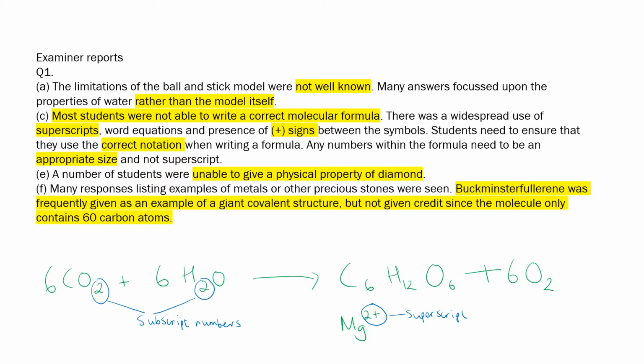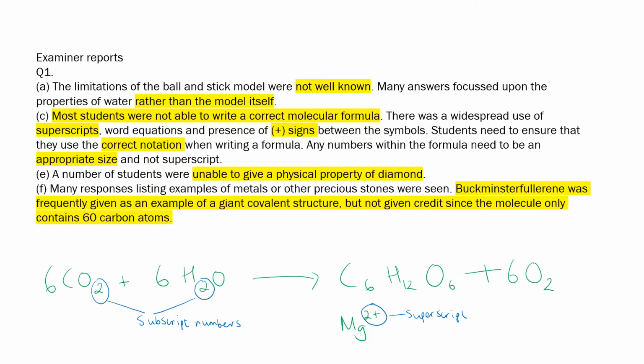So the symbol has a capital letter and some symbols have a lowercase letter as well. The subscript number tells you how many atoms are immediately to the left of that number. And a full size number tells us how many molecules are immediately to the right of that number. And anything that's superscript is telling us how many charges there are. That's essentially the basic notation. And you can see I've written that at the bottom of this slide.